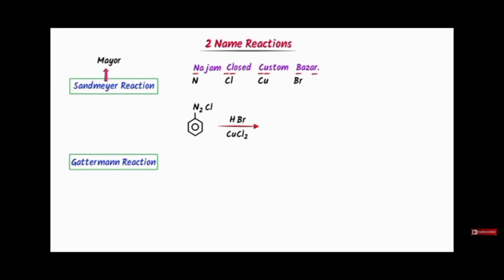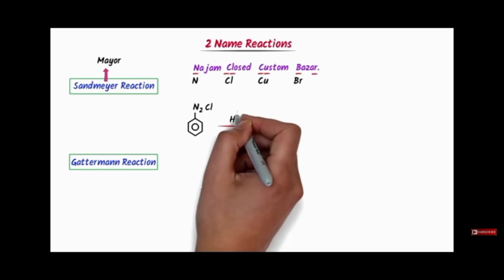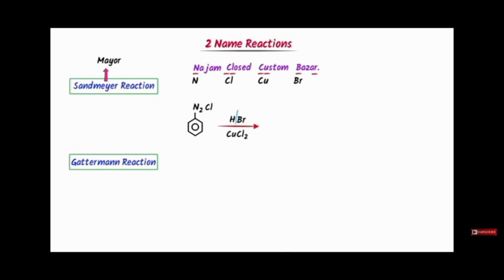Now we can easily guess its products. I cut hydrogen and bromine. I cut nitrogen and chlorine.